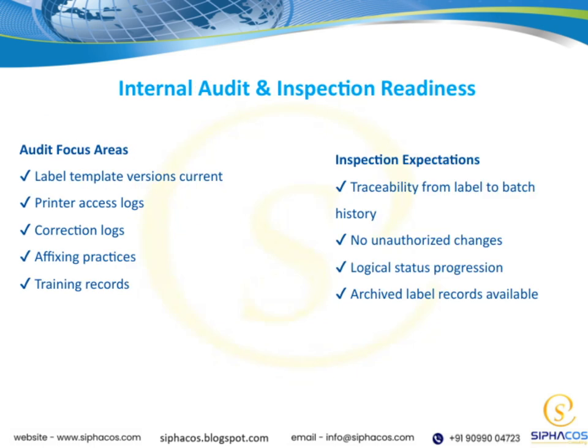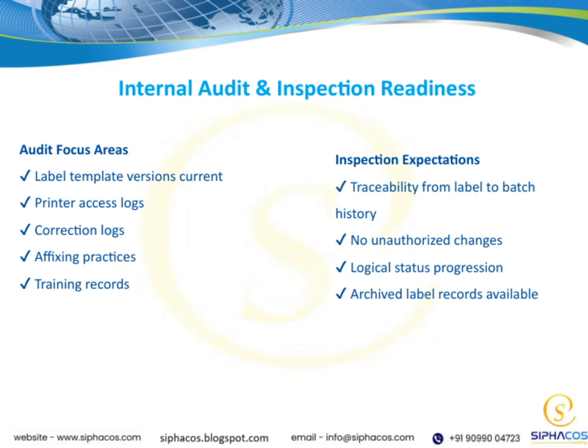Let's talk about what we should be looking for during inspections to ensure everything is in order. First, traceability from the label to the batch history is crucial. This means we can follow a product right back to its origins, ensuring transparency and accountability. Next, we need to confirm there are no unauthorized changes. Any modifications should be properly documented and approved. It's also important that the status of labels and batches follows a logical progression. This helps us quickly identify any inconsistencies. Lastly, archived label records should always be accessible, so we have a complete record for audits or investigations.